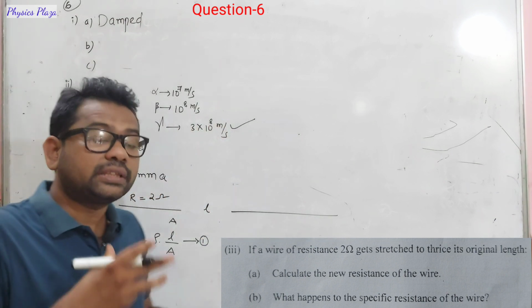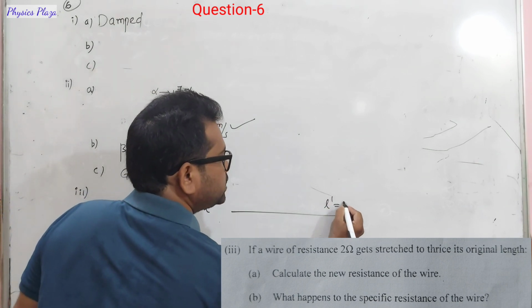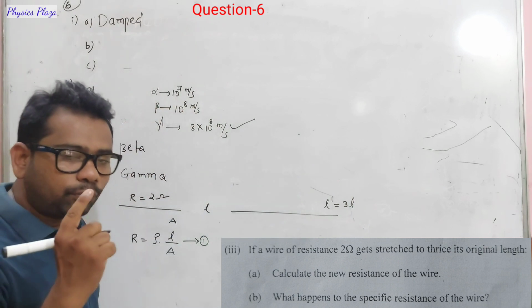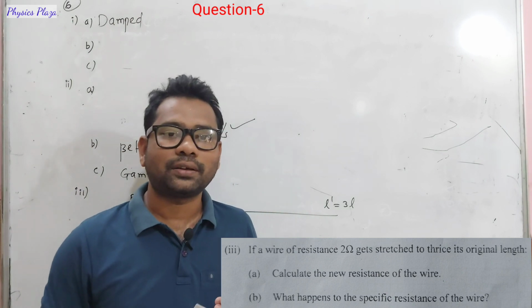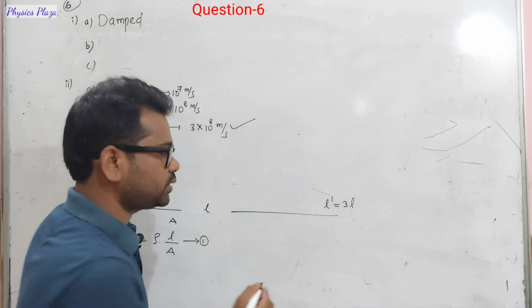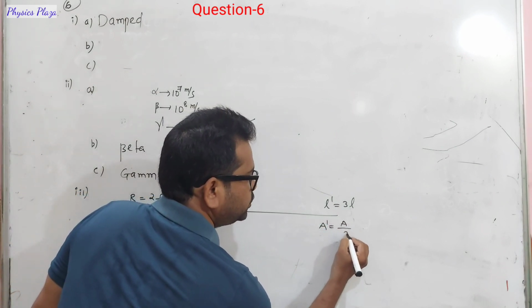Now children, if the same wire is stretched to thrice its original length, the new length is 3 times its original length. What will happen here? During stretching, volume remains constant. So as the length is increasing, the area of cross section decreases by 3 times. So the new area of cross section will become A by 3.